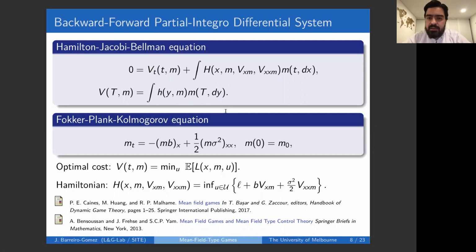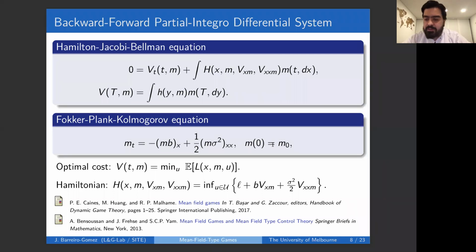So one way is to solve this system. So this is a backward-forward partial-integral differential system. And in general, it's very complex to solve because we have a coupling between the evolution of the probability measure of the states, and we also need to solve the Hamilton-Jacobi-Bellman equation. We have some boundary conditions and the terminal time, and then we might have information about the initial distribution of the states. And then there are many works studying conditions under which we can solve these type of problems.